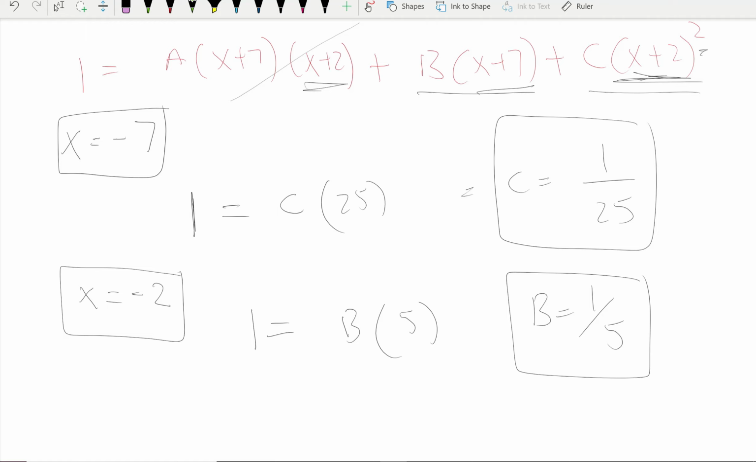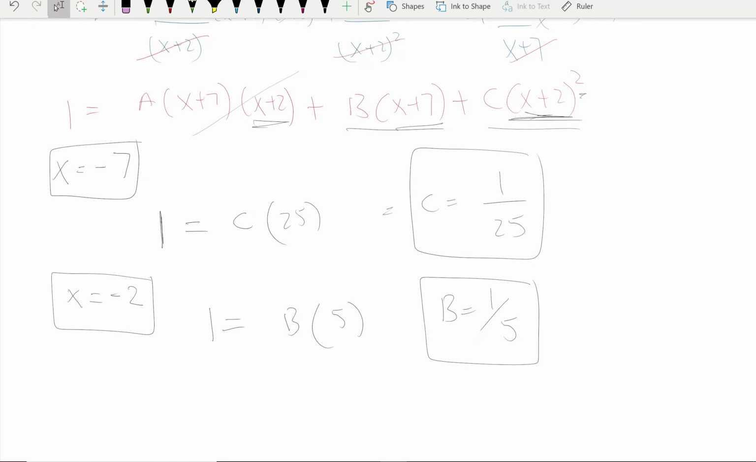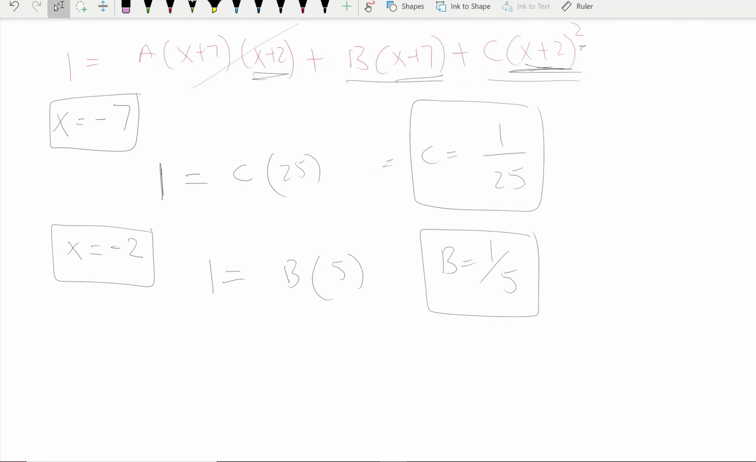What can we do now here? We are stuck. Guess what? You know already B and C. You just need to find A. Choose any number you like other than negative 2 or negative 7 and substitute. Okay, so let me show you. What is the easiest number we can choose for x? 0. Okay, choose any number you like. You can use 10 if you like, but the numbers will be big, but you will get the same answer. But 0 is the easiest, so let's use 0.